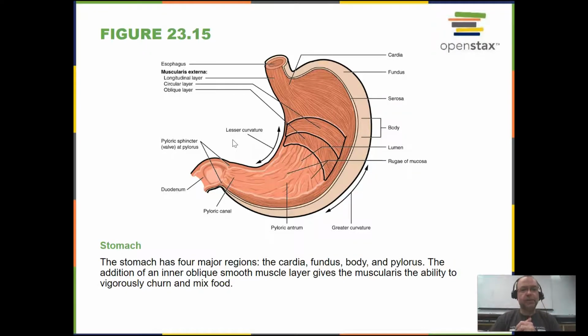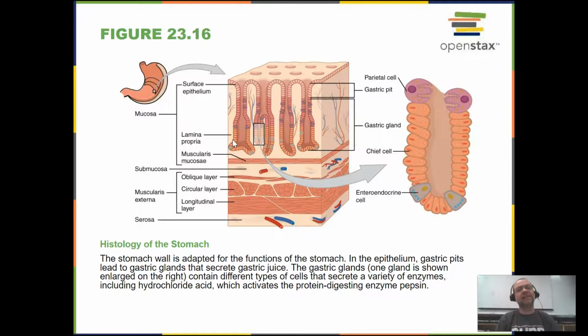It's important that we don't squirt a whole lot of stomach contents out into the small intestine at a time because it's very acidic, and we need to squirt just a little bit at a time in order to neutralize those stomach acids in the proximal small intestine. So let's take a look at the histology of the stomach.